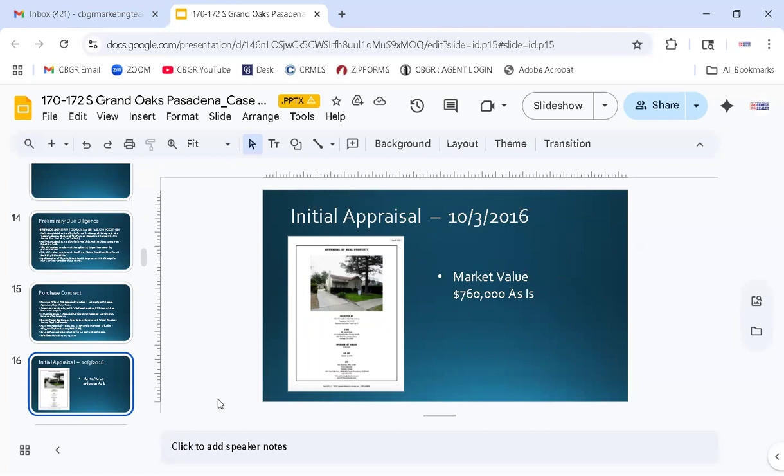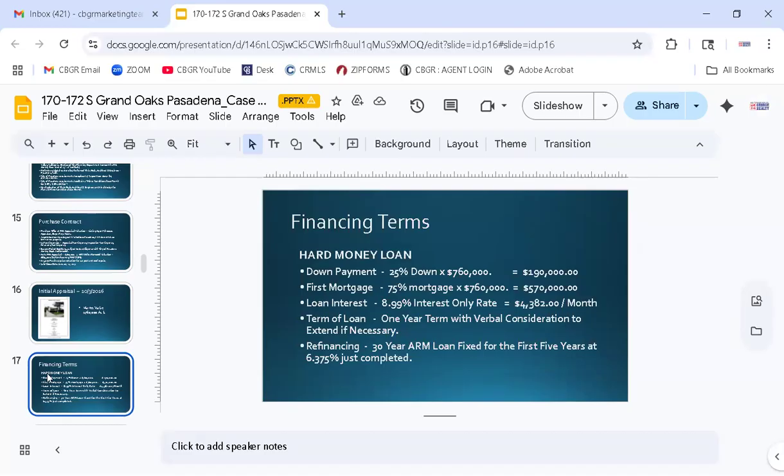How are they going to argue? They had overpriced their property. Okay, next slide. I got a hard money loan with 25% down. I got a 75% first mortgage. The interest rate was very high at that time, 8.99%. I got a loan term of 1 year with the right to extend it, then refinance to a 30-year. After the first year, I refinanced it at 6.375%.